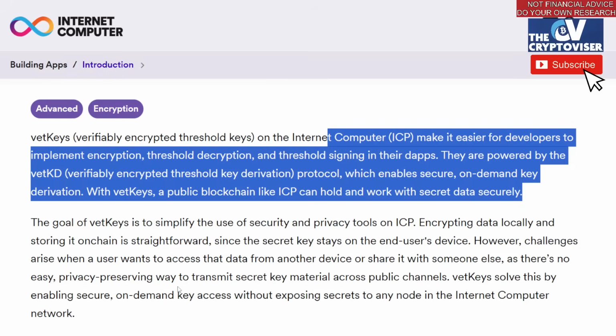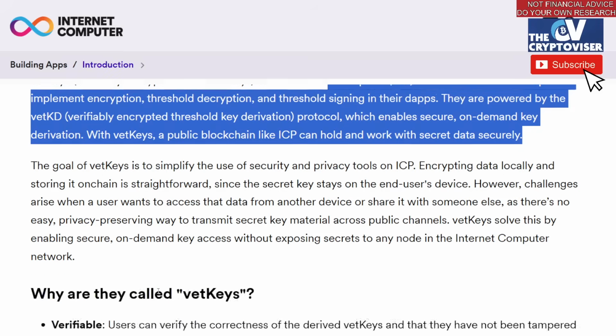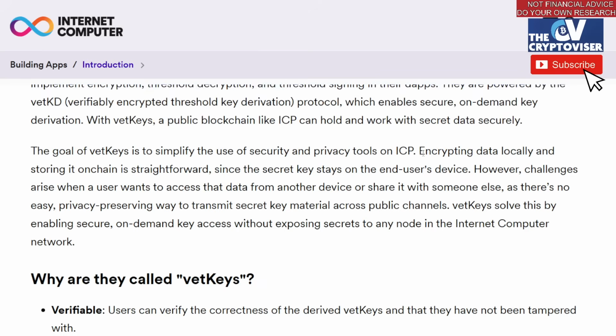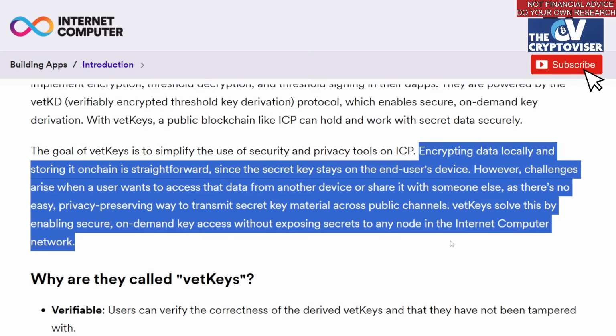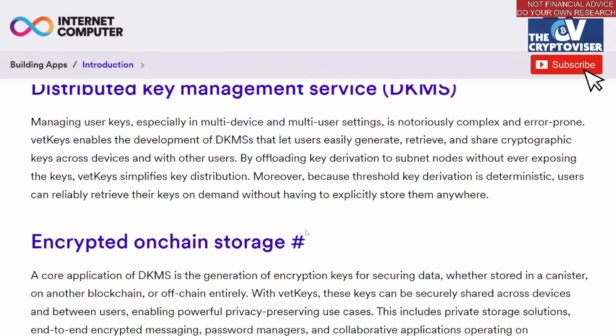The goal of vetKeys is to simplify the use of security and privacy tools on the Internet Computer. Encrypting data locally and storing it on chain is straightforward since the secret keys stay on the end user's device. However, challenges arise when a user wants to access that data from another device or share it with someone, and there's no easy, privacy-preserving way to transmit secret key material across public channels. VetKeys solves this by enabling secure on-demand key access without exposing secrets to any node in the Internet Computer.